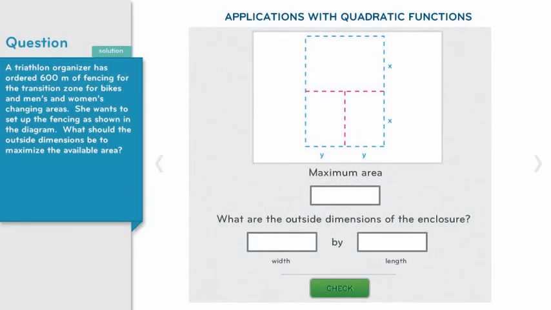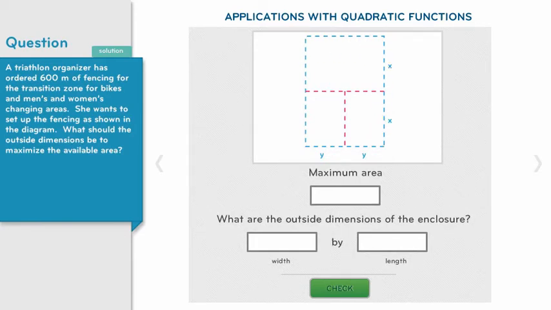In this question, a triathlon organizer has ordered 600 meters of fencing for the transition zone for bikes and men's and women's changing areas. She wants to set up the fencing as shown in the diagram. What should the outside dimensions be in order to maximize the available area inside?